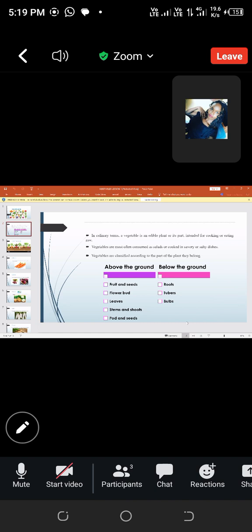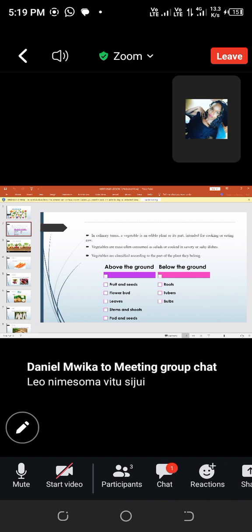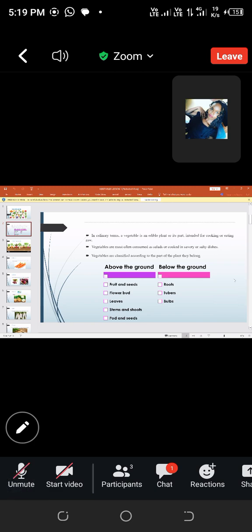So vegetables are classified according to the part of the plant they belong to. One of us is going to take us through the vegetables that are above the ground, and someone else will take us through the below ground. Caroline, take us through the vegetables above the ground. Okay, thank you. The vegetables above the ground: we have the fruits and seeds, flower bud, leaves, stems and shoots, and podded seeds.